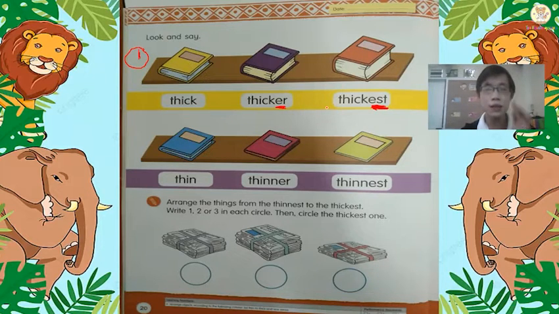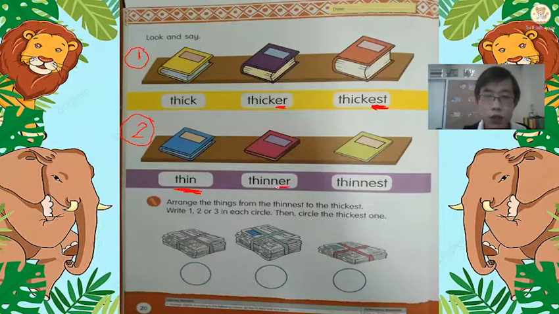Next, please take a look at picture number 2. You can see that there are three notebooks: a blue notebook, a red notebook, and a yellow notebook. And this time they use the word thin, T-H-I-N, thin, to describe each notebook. You can see that the red one is thinner than the blue one, while the yellow one is the thinnest, right?